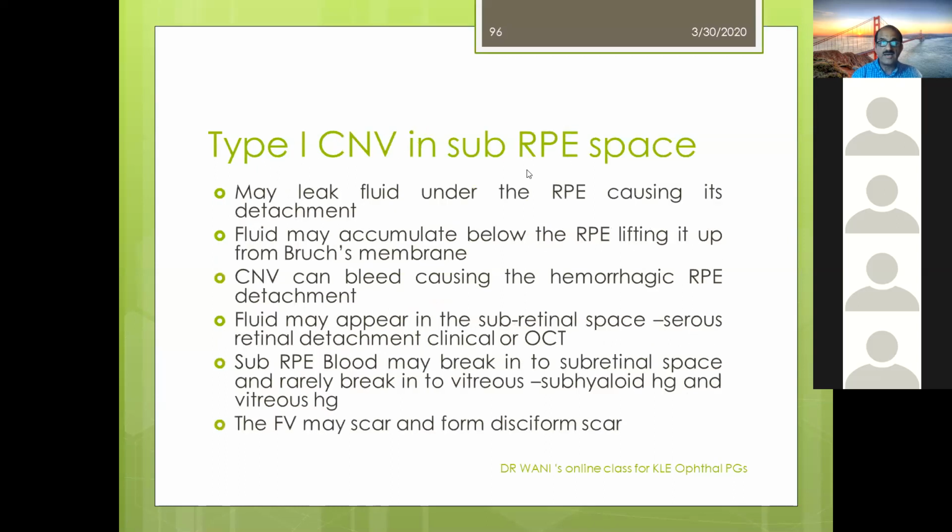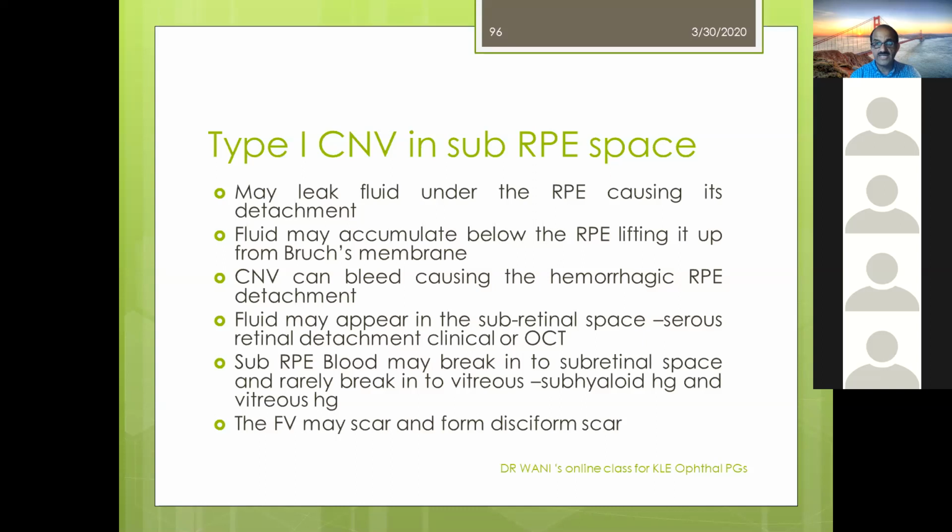Okay, what happens once it grows there? These vessels are not normal vessels, they leak a lot because they are choriocapillaris vessels. So they leak under the RPE, causing RPE detachment. The fluid may accumulate under the RPE, lifting it up, and it can bleed also. The RBCs can escape into the sub-RPE space, and there can be a sub-RPE bleed, or there can be frank hemorrhagic RPE detachment. Sometimes the fluid may go through the RPE if the RPE is sick.